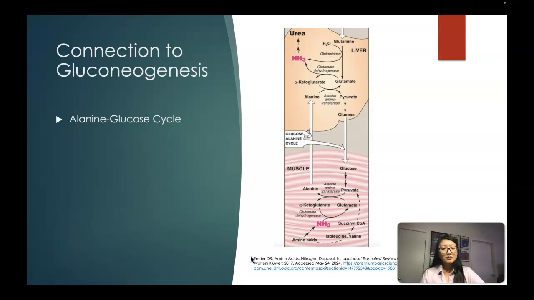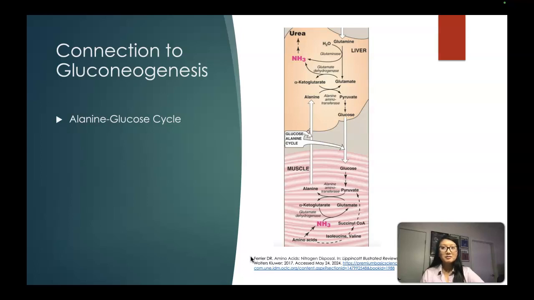gluconeogenesis. In the previous slides, I focused heavily on glutamine, but alanine is another important amino acid that is primarily transferred out of skeletal muscles into the bloodstream and then into the liver. So if you see in this diagram here, once it's in the liver, alanine undergoes transamination with alpha ketoglutarate, and this produces glutamate and pyruvate. I previously discussed how glutamate undergoes oxidative deamination, but what's important here is the pyruvate can actually undergo gluconeogenesis to produce glucose in the fasted state also.